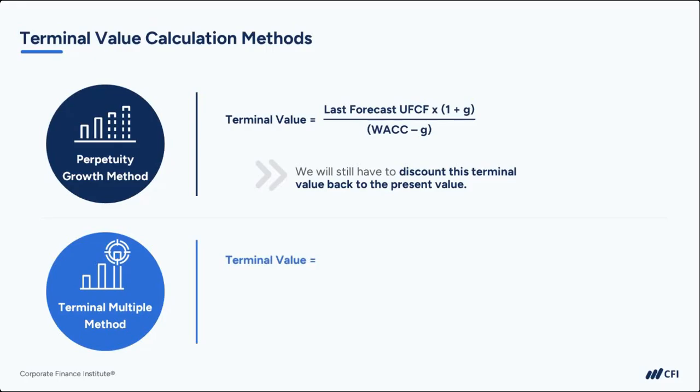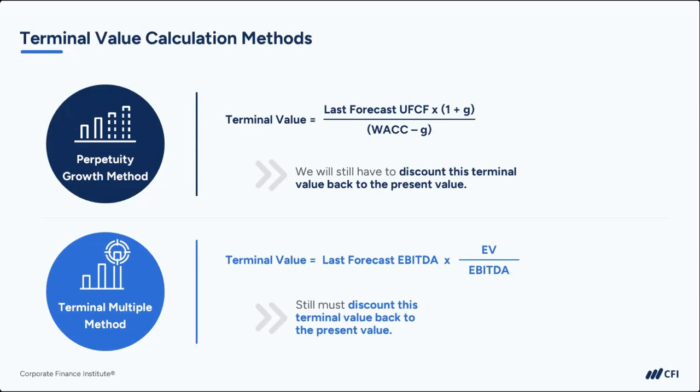To calculate the terminal value under this method, we simply multiply our last forecasted EBITDA by the enterprise value to EBITDA multiple. This is known as either the terminal multiple approach or the exit multiple approach. Just like under the perpetuity growth method, we will need to discount this terminal value back to the present value.